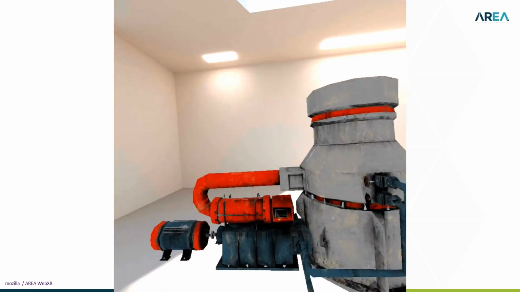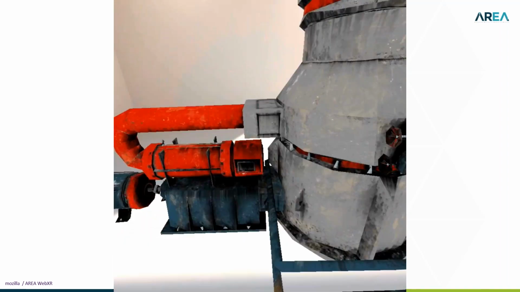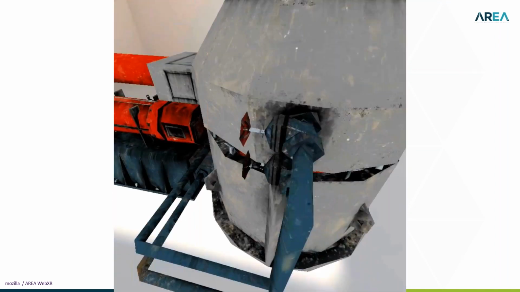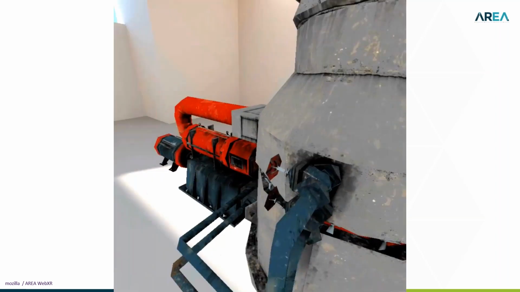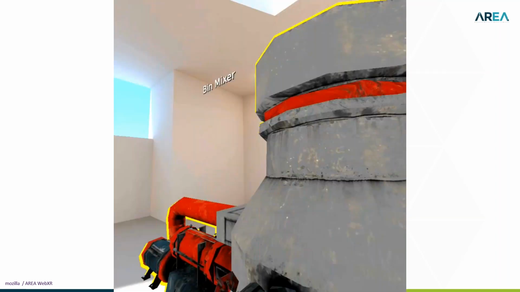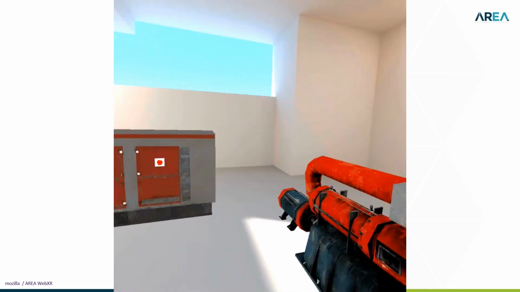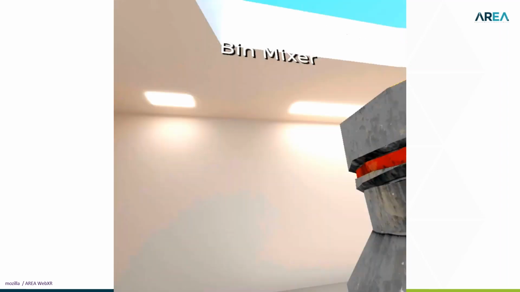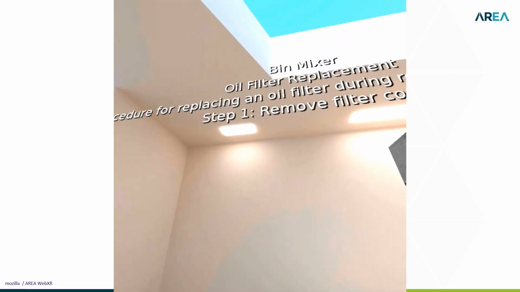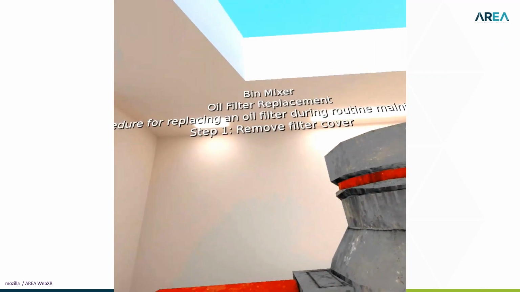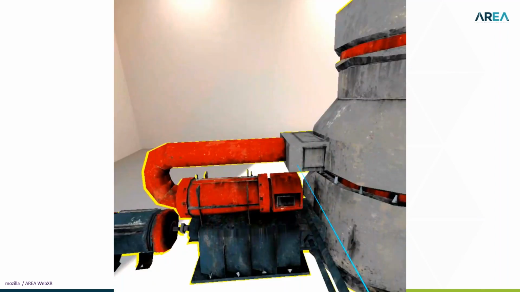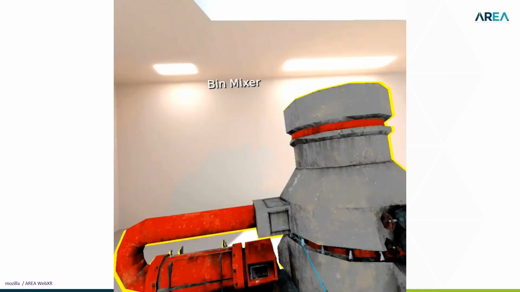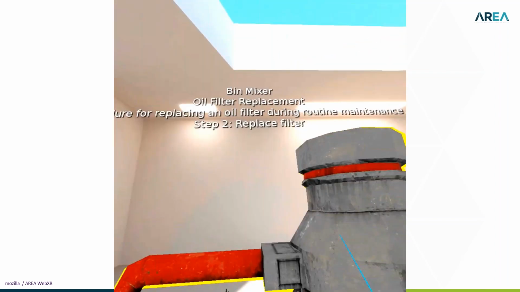So in this case, the user has a handheld controller. They're able to point at the machines and get details, find out which one is the correct one for the service task. So in this case, it's the bin mixer. The service task is displayed attached to the machine. And the user here is just clicking through to step through the list of task steps.